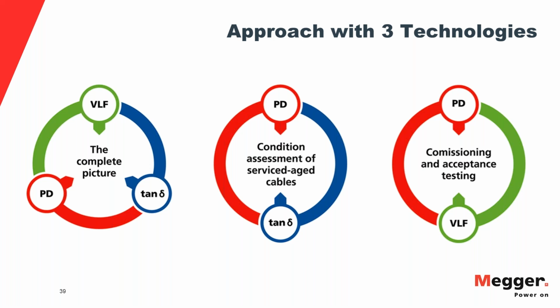So to expand on that previous question a little bit, even better would be to do VLF, PD, and tan delta and leakage current. And we can do VLF and PD and leakage current all at the same time with the cosine rectangular waveform. We just have to use sinusoidal for the tan delta test.